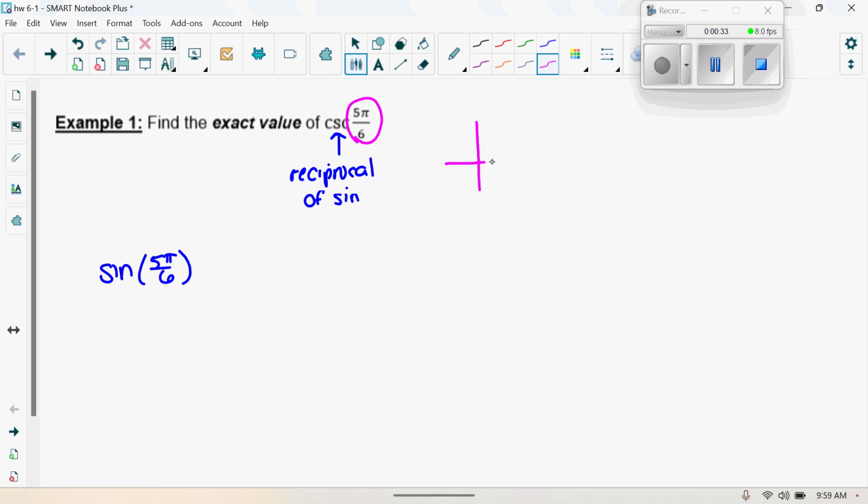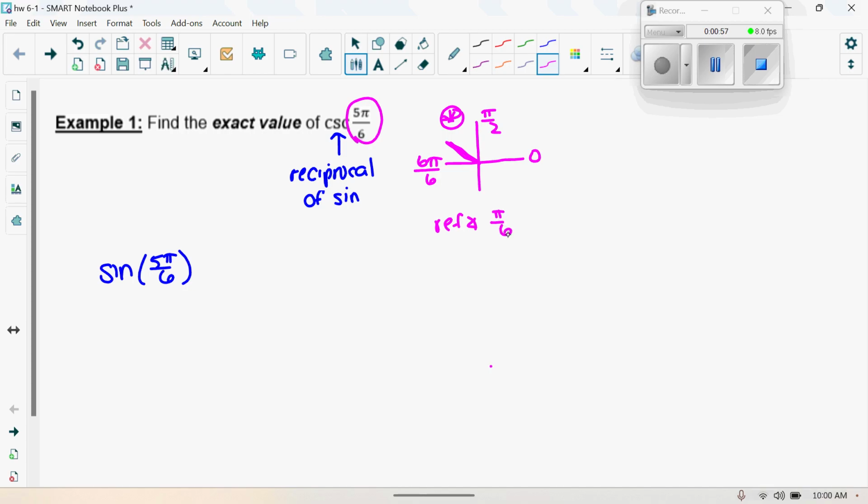So we have to figure out what quadrant we're in. Remember, it's 0, pi over 2, pi. 5 pi over 6 is in quadrant 2, because pi is like saying 6 pi over 6. So 5 pi over 6 is right before it. So I am in quadrant 2. I also know that I have a reference angle of pi over 6.